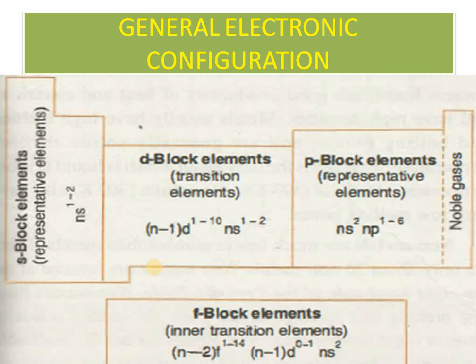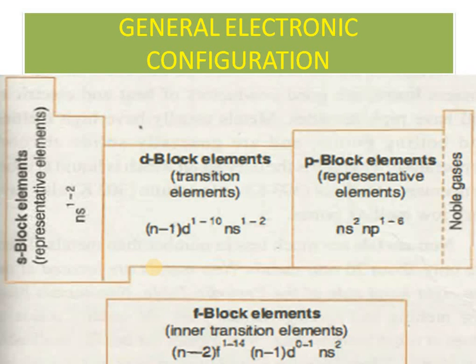Okay, so let us come back to the general electronic configurations. The general electronic configuration of s block elements is ns1 to 2. Similarly for p block, ns2 np1 to 6. It means for group 13 it is ns2 np1, for group 15 it is ns2 np3, and for group 18 it is ns2 np6. So this is general about the p block.